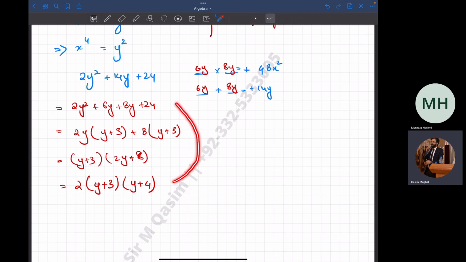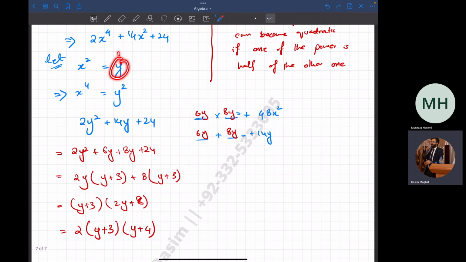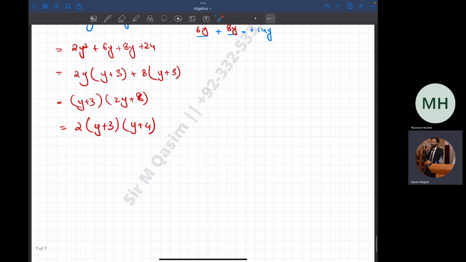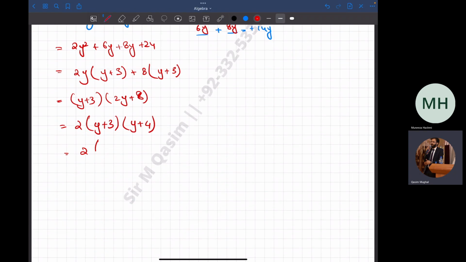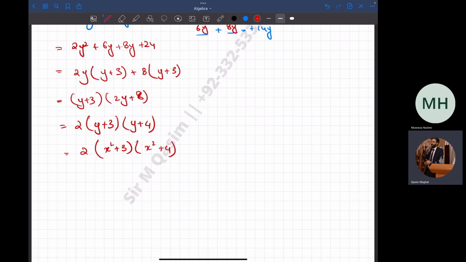Now I'm going to revert it back to the original. Y was x squared, so I'm going to replace each of these y's with x squared. So 2 times x squared plus 3 and then x squared plus 4. This is your final answer. Got it?